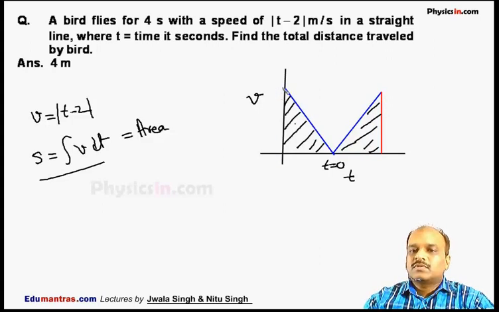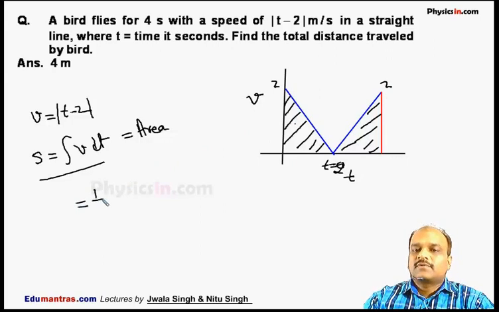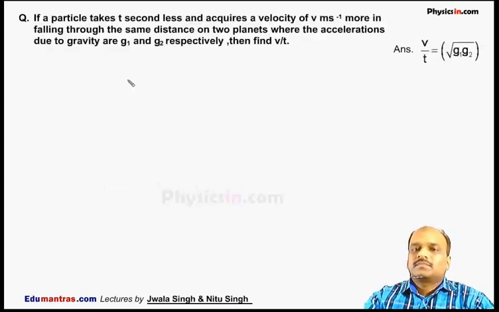We know at t equal to 0 the velocity of the bird is 2, and at t equal to 2 seconds the velocity of the bird becomes 0, and at the end the speed is again 2. So I can say the area is half into base, that is 2, multiplied by the height, that is 2, which is equal to 2 meter. So this area is 2 and this area is also 2. So the total area is 4. So this is the total distance traveled by the bird.